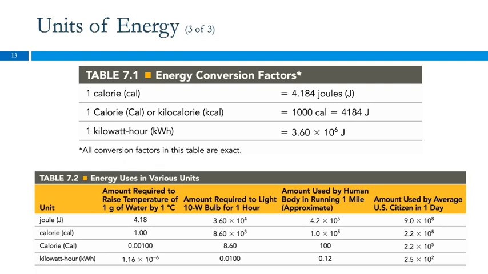And then table 7.2 is kind of interesting, but we're behind in lecture, so I'm not going to go over that. Just shows you amount of energy used in different processes in different units.